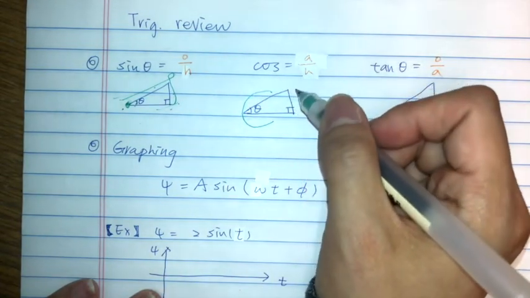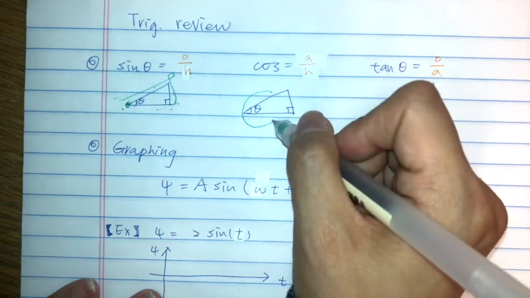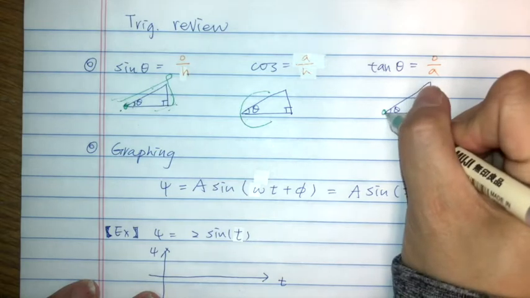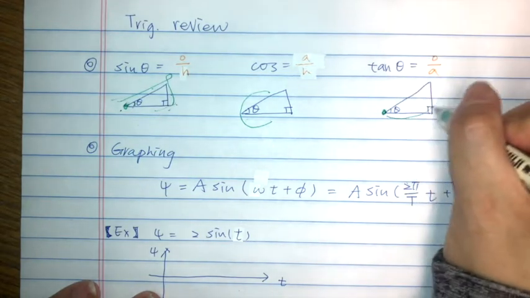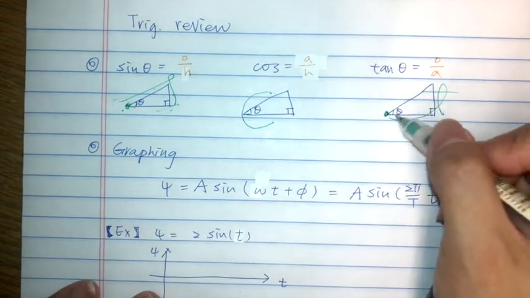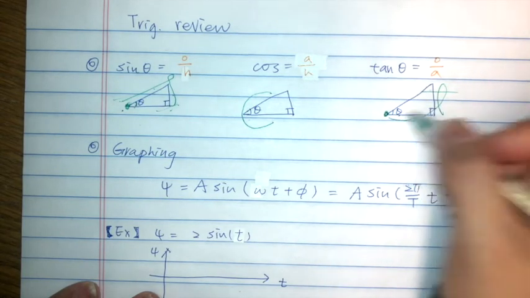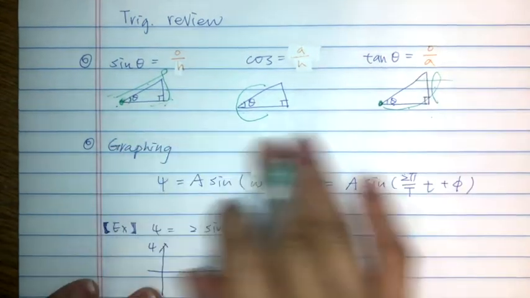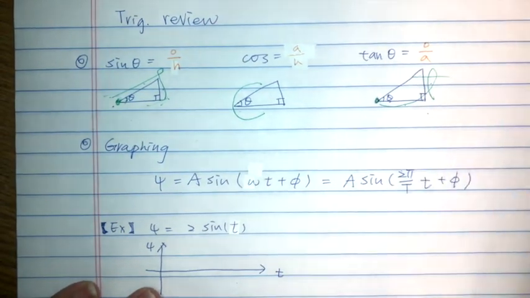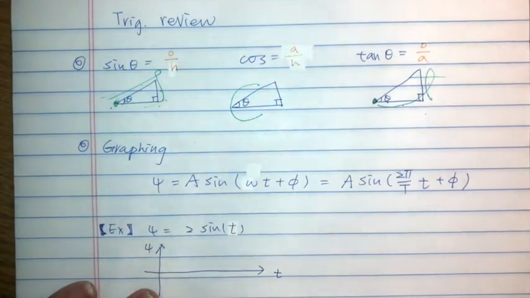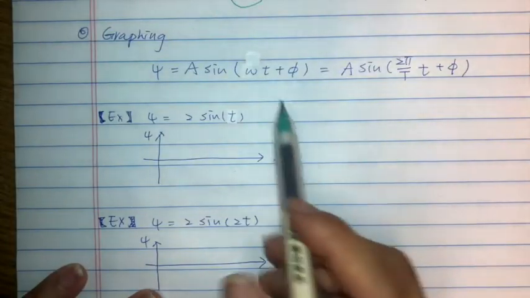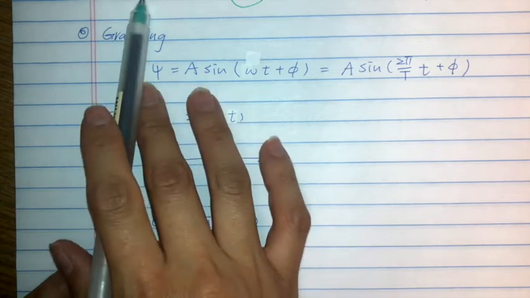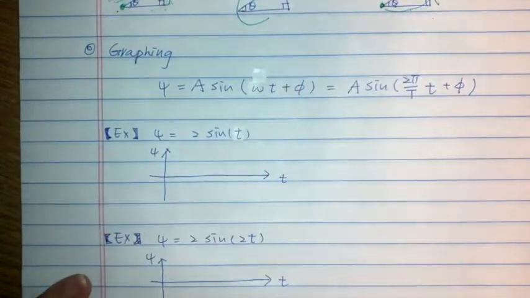And cosine is, let's write a C, wrap around this corner. So it's going to be adjacent over hypotenuse. And tangent, we again start from this and write out a tangent. So tangent of this angle is the opposite over adjacent. So that's the definition of this trig function. And now let's talk about how to make a graph for sine function or cosine function.